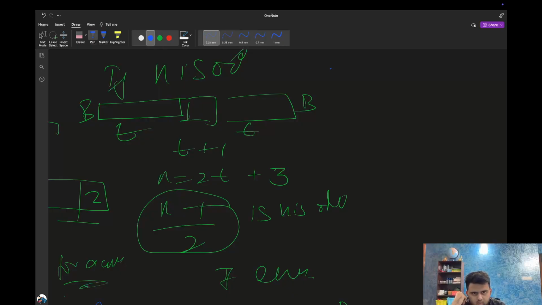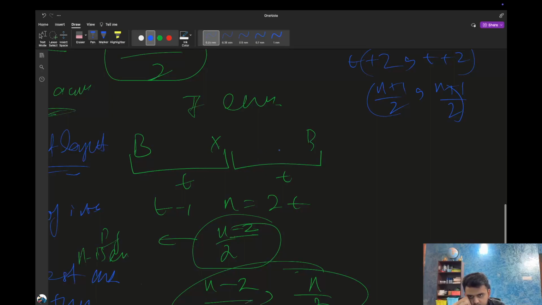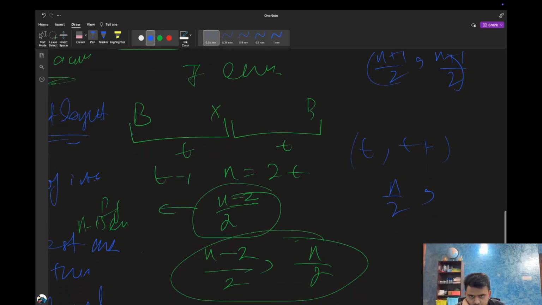Wait, when odd, min dist is (n minus 1) by 2, but children are length t plus 2 comma t plus 2, which is (n plus 1) by 2, and here the children are of size t comma t plus 1, which is n by 2 comma n by 2 plus 1.